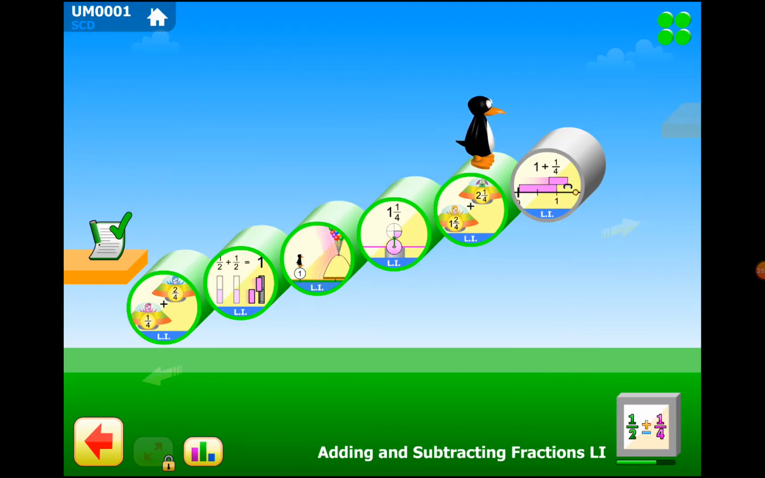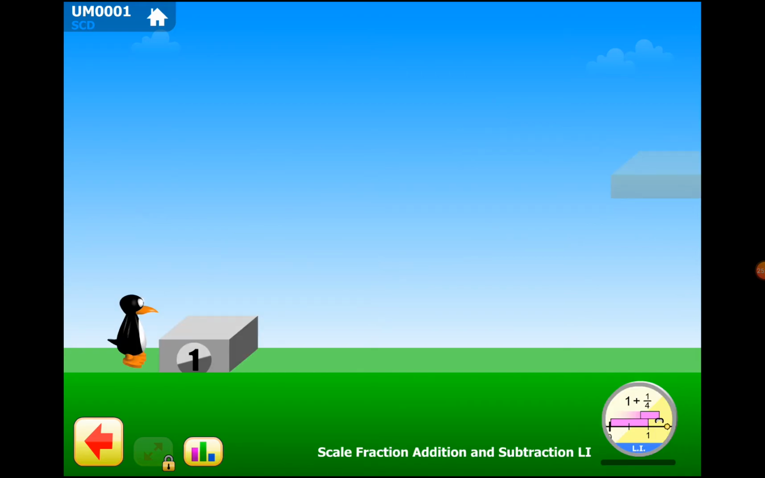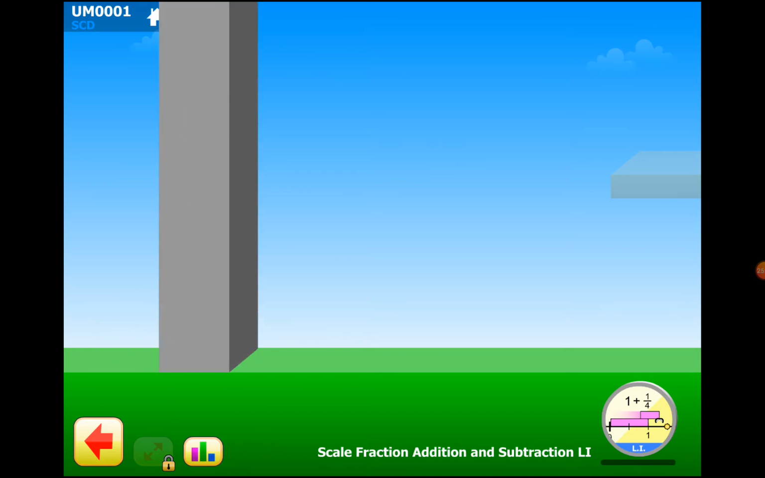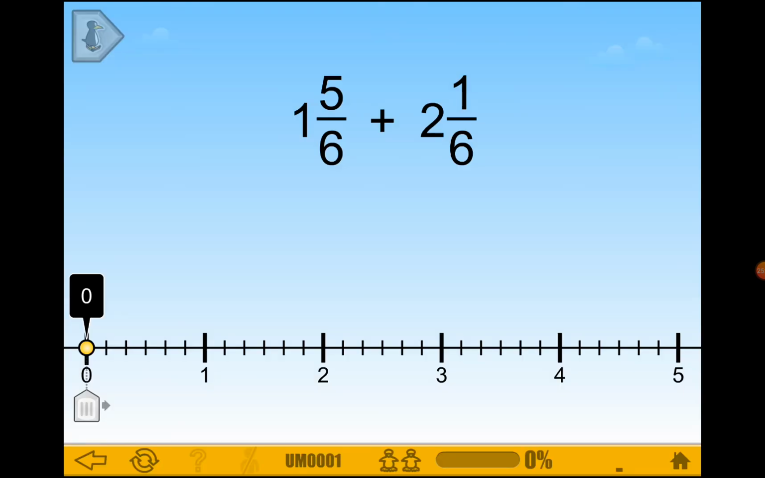Okay, now let's do puzzle six. Okay, scale, fraction, addition and subtraction, level one. Let's go. Everything is level one anyways. Why is everything level one? Anyways, so I just have to do this. This is exactly the same thing as level one, anyways.